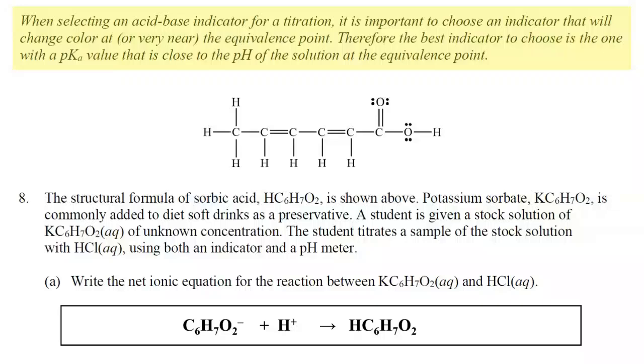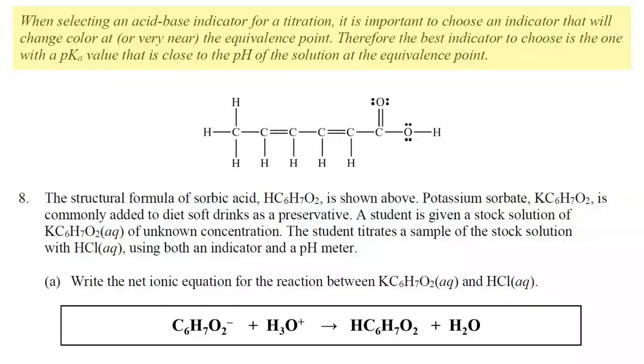Another way that you might have written this net ionic equation is to substitute hydronium for H plus. But remember that hydronium is H3O plus. So to balance this equation, you'd also have to show water on the right side of the equation as a product, because water is the conjugate base of the hydronium ion. So whether you show the net ionic equation like this, the sorbate ion plus H plus to produce a molecule of sorbic acid, or whether you show the sorbate ion reacting with the hydronium ion to produce sorbic acid and a molecule of water, either one of those possible answers would be correct.